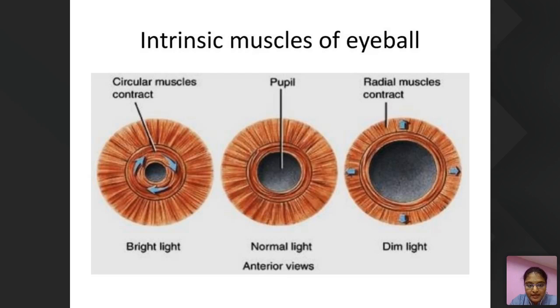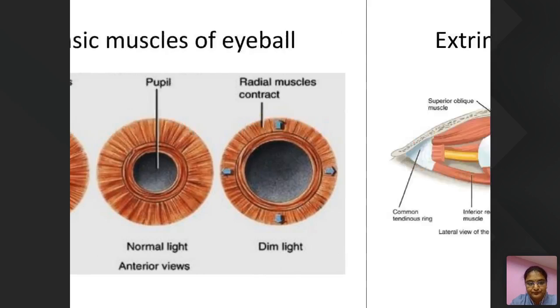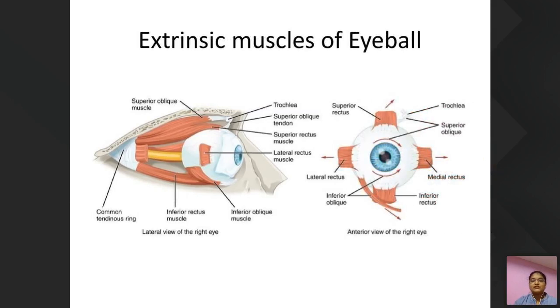Here the pupil is surrounded by a circular muscle, and here is a longitudinal muscle. See how the circular muscle contracts because of bright light, and in dim light how the radial muscle contracts. And these are the extrinsic muscles.